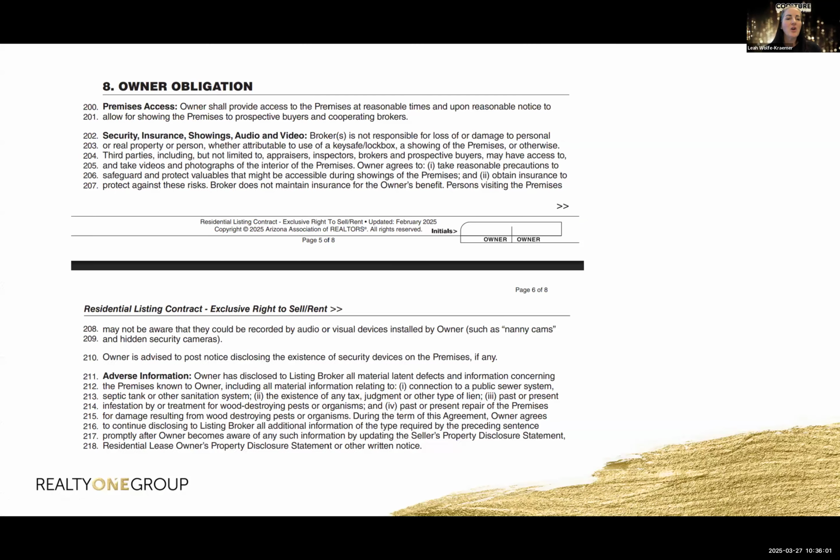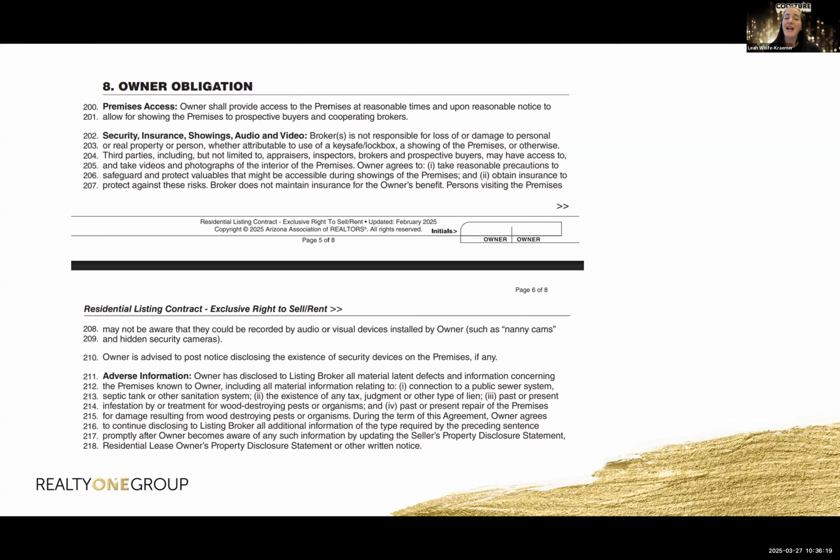Some owner obligations. Owner shall provide access to the premises at reasonable times and upon reasonable notice to allow for showing the premises to prospective buyers and cooperating brokers. That line is actually reiterated again in the purchase contract when it comes to inspections and walkthroughs and those kinds of things. Security, insurance, showings, audio and video.